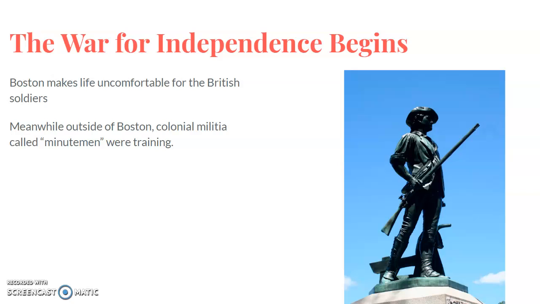But before we can get to the skirmishes, we need to talk about the fact that conflict was inevitable. And the way that you could see this is perfectly highlighted with the city of Boston. So in Boston, the people of Boston are making life as uncomfortable as possible for the British soldiers. For instance, the British soldiers did not have any place to stay.